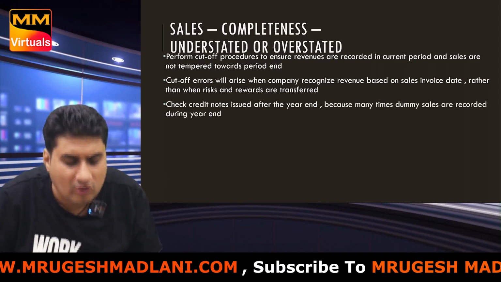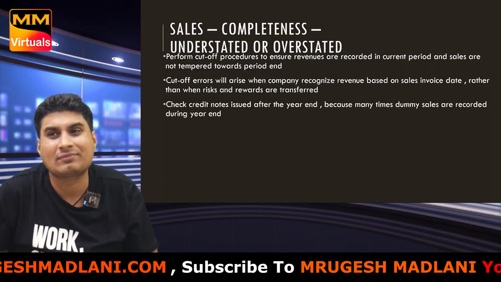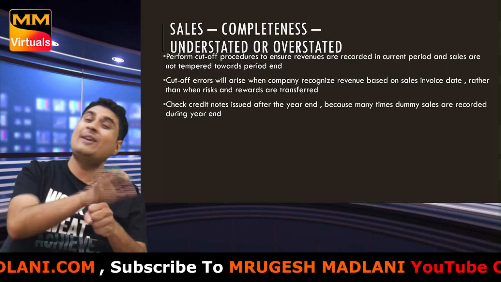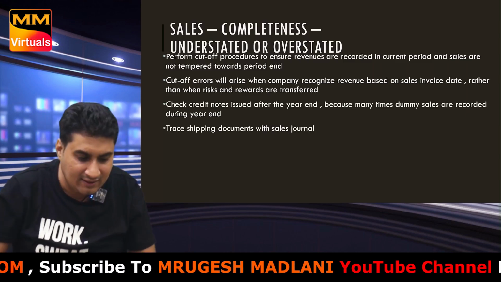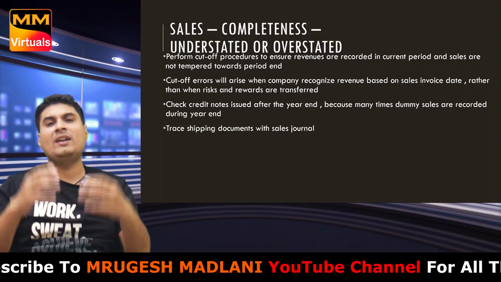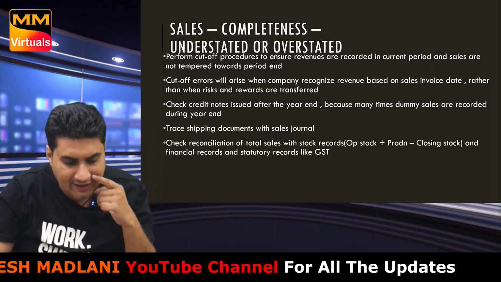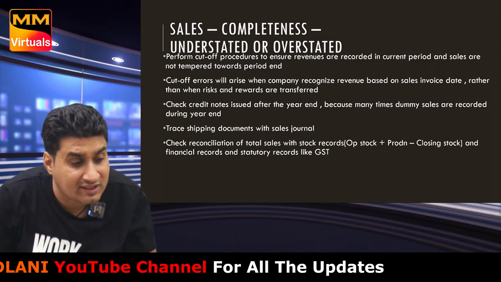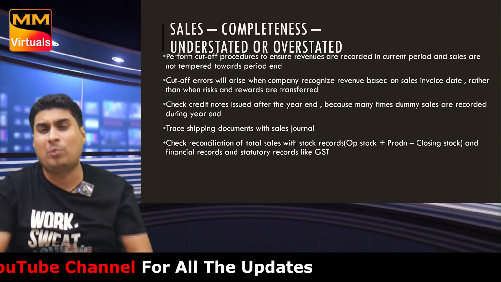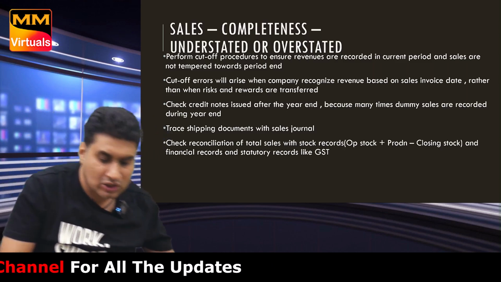Next, credit notes are issued after year end. Credit note means these were dummy sales; there is full chance of dummy sale. Next, trace shipping documents with the sales journal. Shipping documents you have to check. Okay. Next, check reconciliation of sale with stock record. Wonderful point. Check the sales with stock record.